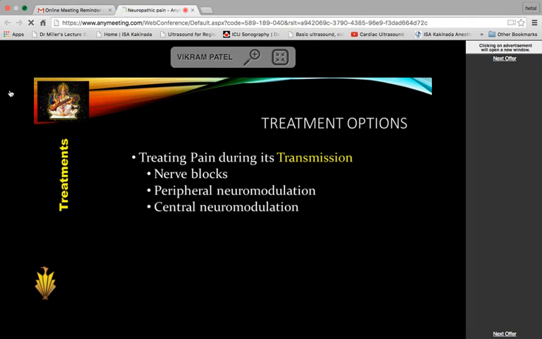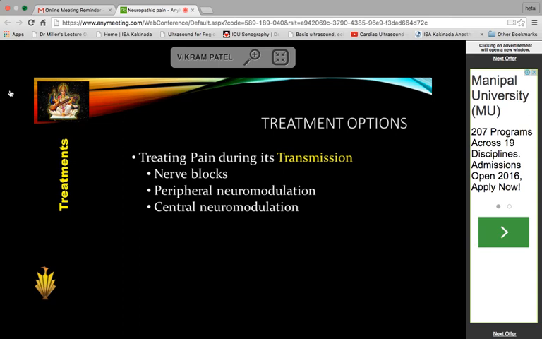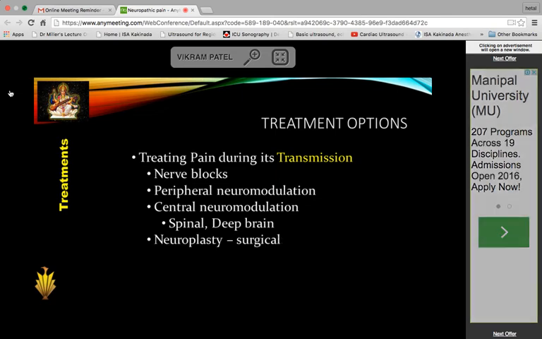Central neuromodulation is basically neuromodulation at the level of third order neurons, which is beyond the thalamus, and it is also called thalamic neuromodulation, mostly done by neurosurgeons using a burr hole and fibers placed within the thalamus to stimulate that. It is also called brain stimulation or spinal stimulation.